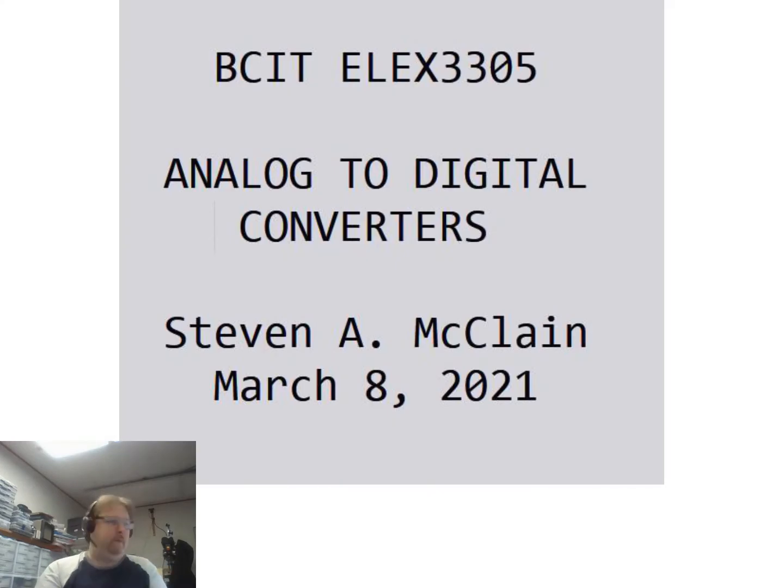Okay, so what are we playing with today? Analog to digital conversion. Okay. Well, I can give you a little rundown on A to D converters. They're fairly straightforward. They're actually really quite important.